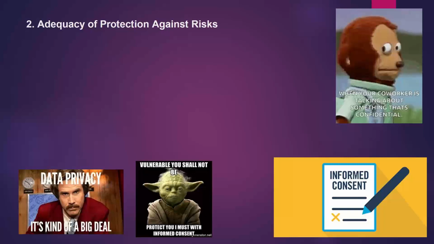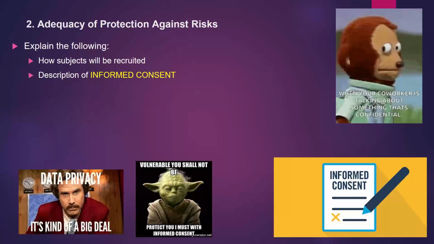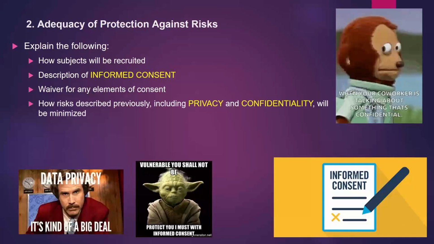The second section, you're going to describe how you're going to protect against the risk that you outlined in section 1. So you're going to talk about data privacy, confidentiality, informed consent. So you're going to explain the following: how subjects will be recruited, description of the informed consent process for your study, the waiver for any elements of consent that you need to provide, and how the risks described previously, including privacy and confidentiality, will be minimized. You want to describe any additional protections for vulnerable populations. So you want to make sure all this is covered.